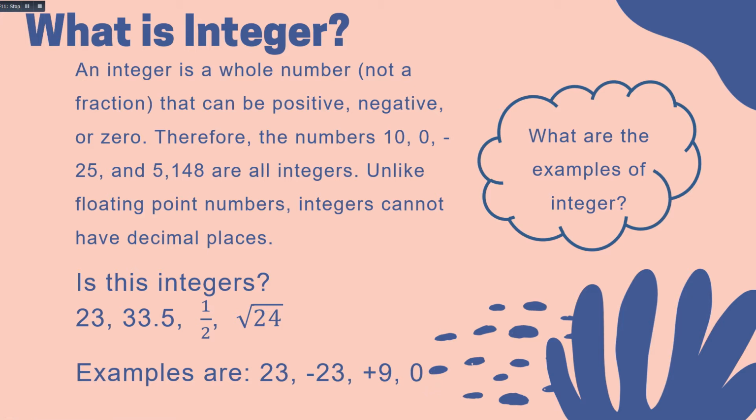Remember that a whole number is a set of natural numbers including 0. And natural numbers are all the counting numbers from 1 up to infinity. But whole numbers include 0 and all natural numbers.